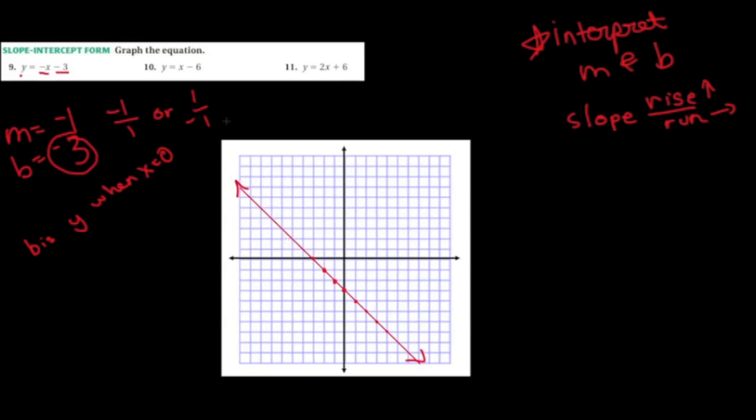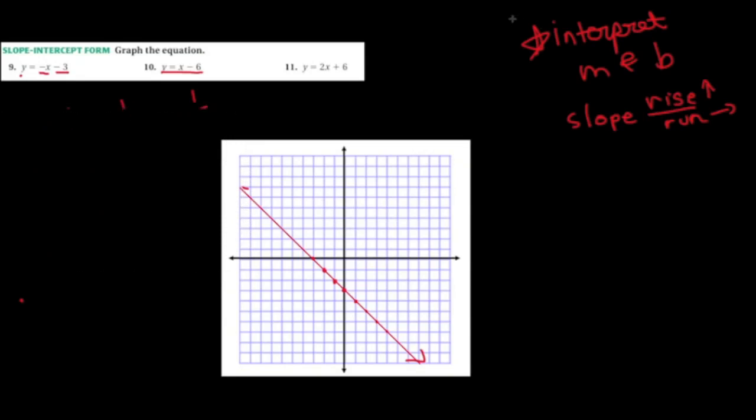So let's do the next one over here. So again, this is y equals x minus 6. So again, we just find our m and our b. So yeah, that's all that is. So again, let's just put our m is equal to 1 and b is equal to -6.